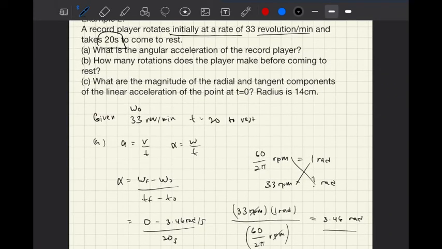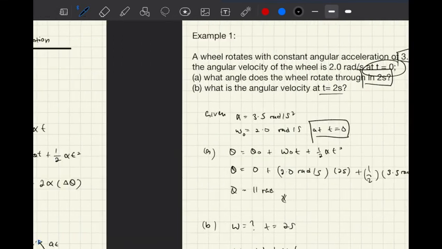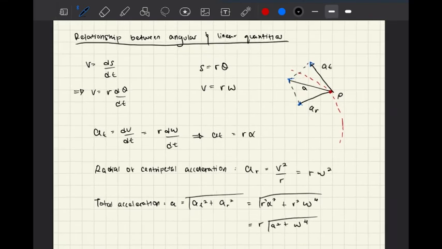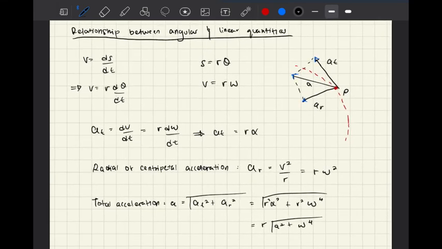The final question is, what are the magnitudes of the radial and tangential components of the linear acceleration of the point at t equal to 0? The radius is 14 centimeter. So let's get back to the previous slide. We want the radial or centripetal acceleration, so we are going to use this equation. And we also want to find the tangential acceleration, so we are also going to use this equation.